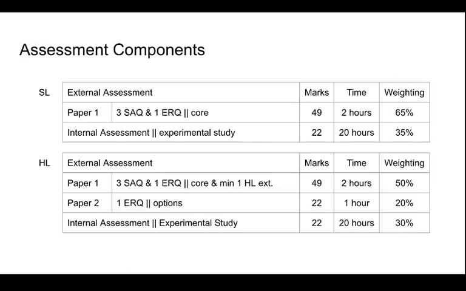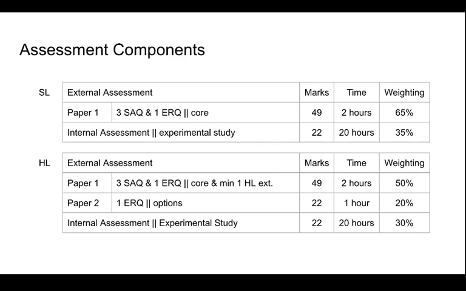So I'm going to go through this really quick because I'm pretty sure you guys already know about this. For this year, due to the coronavirus, SL only needs to take paper 1, while HL needs to take paper 1 and paper 2, where in paper 2 you only answer 1 ERQ. And as you may already know, paper 1 has 3 SAQs and 1 ERQ.